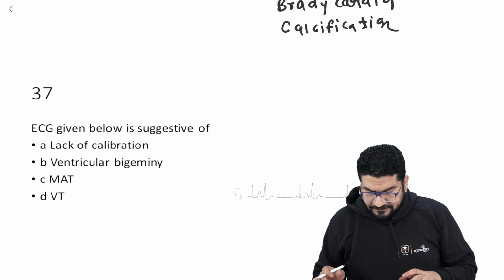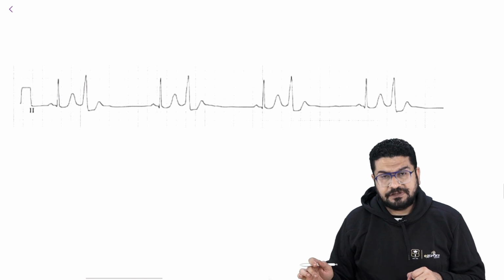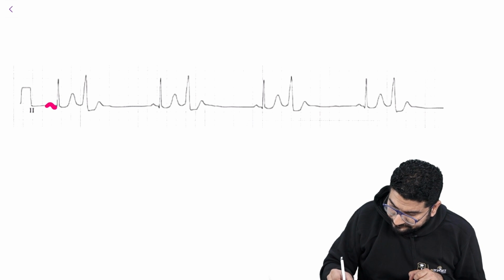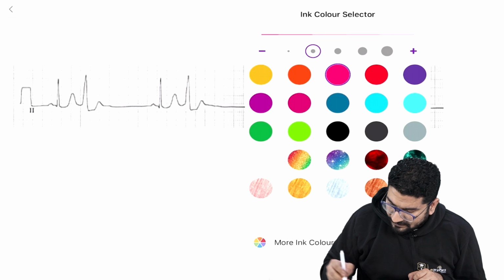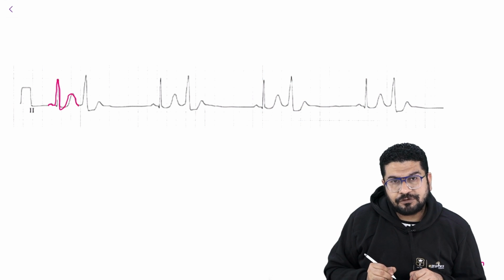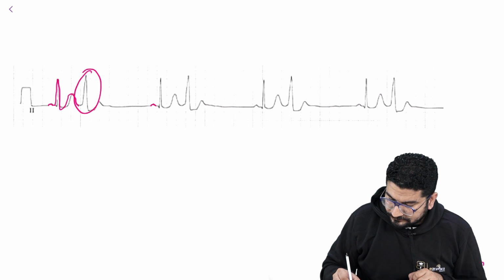Okay, then there is an ECG given, and what is this ECG suggestive of? Let me zoom this ECG in front of you. What we can see in this ECG: this is the P wave. Then we have QRS, T. After T, there should be a P wave, but there is a QRS, right? Then we have P.